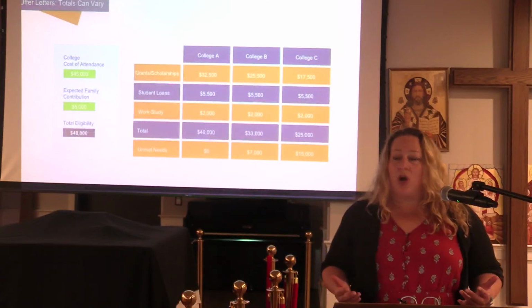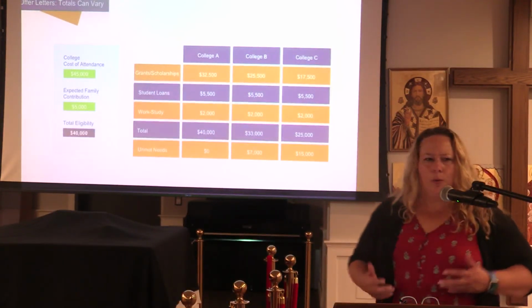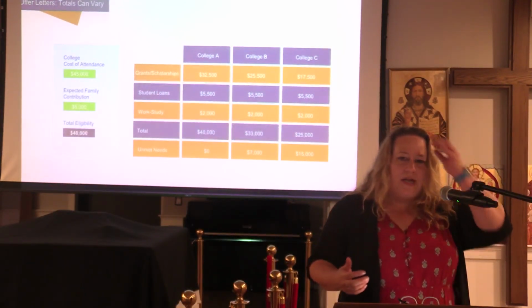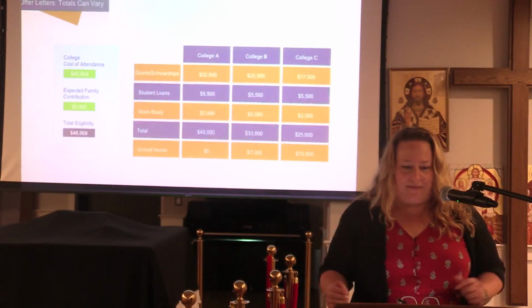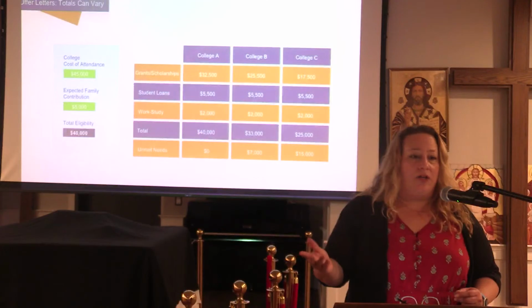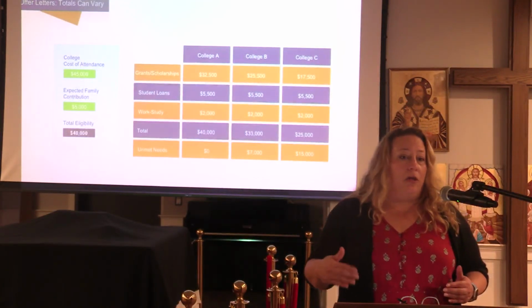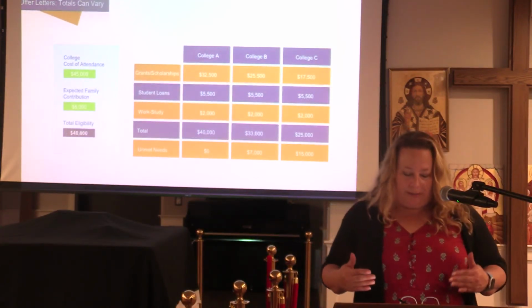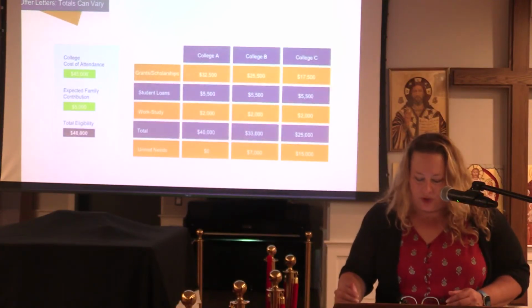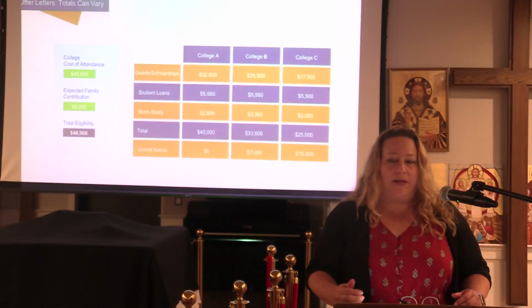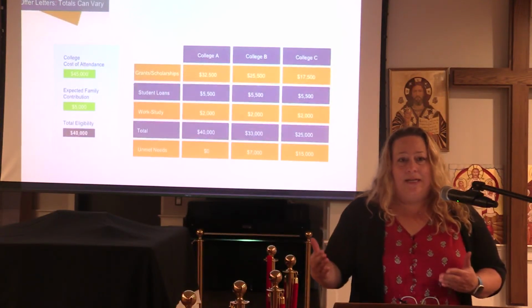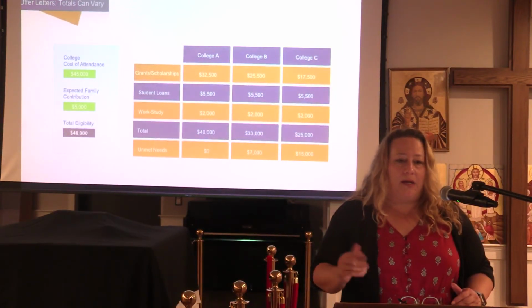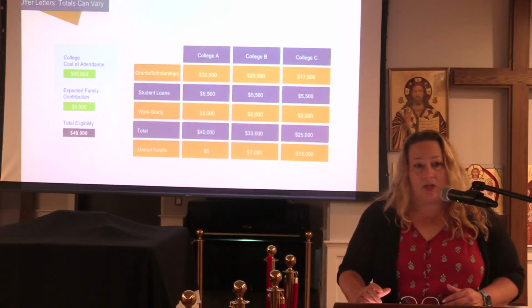So all these schools cost the same. Why are the awards different? It could be that maybe Colleges B and C don't have as much money to give out. It could be that Colleges B and C are a little bit harder to get into, so the student maybe didn't get as much merit money from those schools. It could be a lot of different things. It could be that the student just didn't qualify for merit aid and only got need-based aid. It really depends on the school.